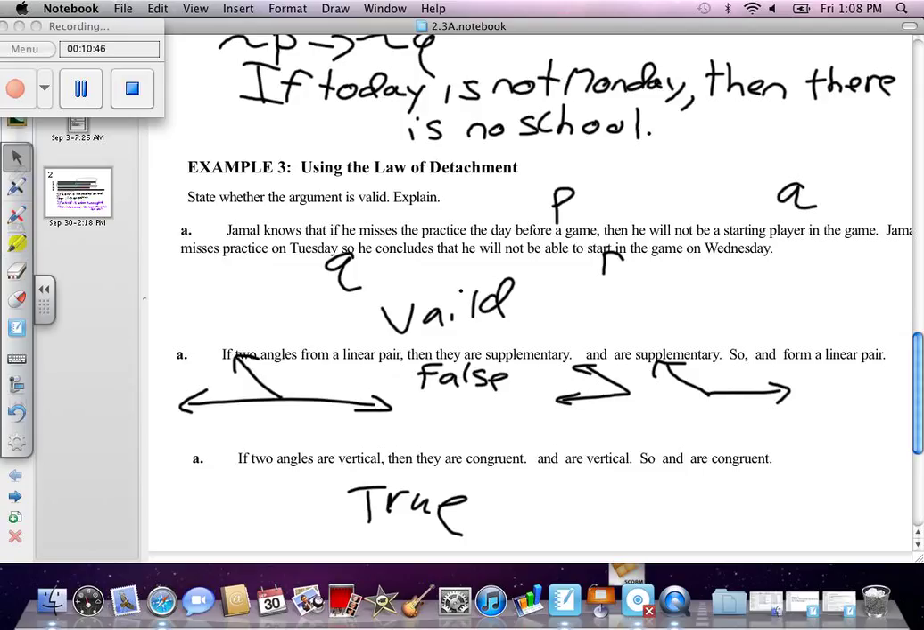Okay. So Michael knows that if he does not do his chores in the morning, he will not be allowed to play video games later that day. Michael does not play video games on Friday, so did he not do his chores Friday morning? Is that valid or invalid? Invalid because maybe he chose not to play. That's perfect. Exactly. That's why it's invalid. That's why you cannot say that that is completely true.